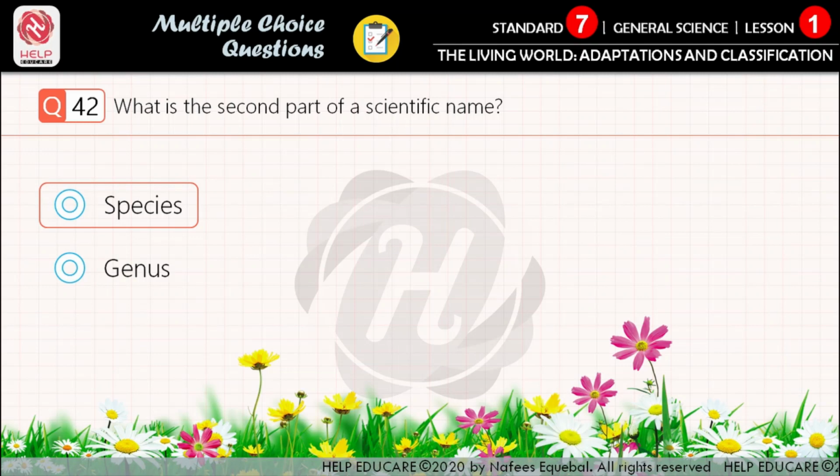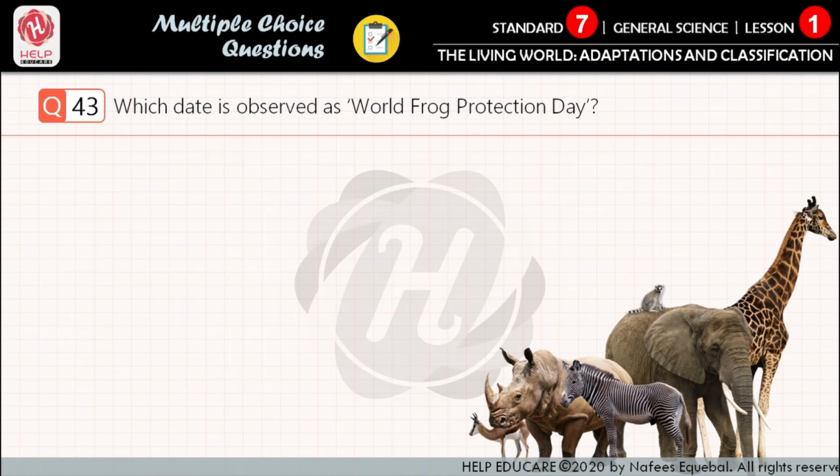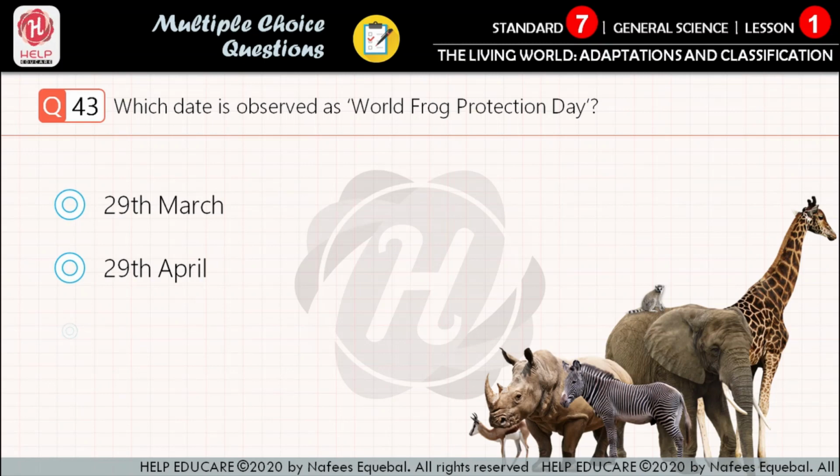Correct answer is species. Question number 43. Which date is observed as World Frog Protection Day? First option, 29th March. Second option, 29th April. Third option, 29th May. Fourth option, 29th June.